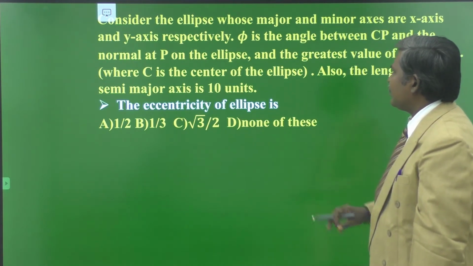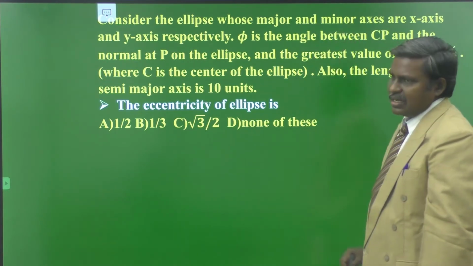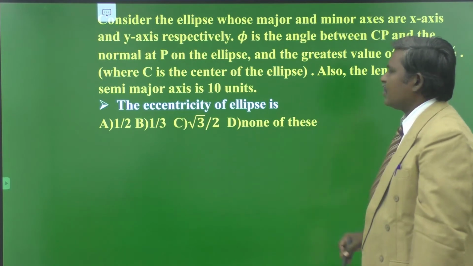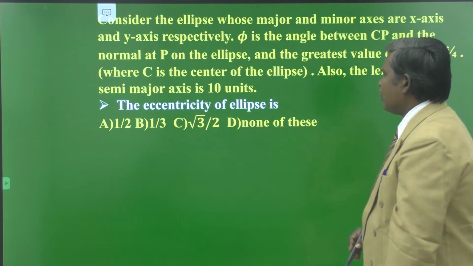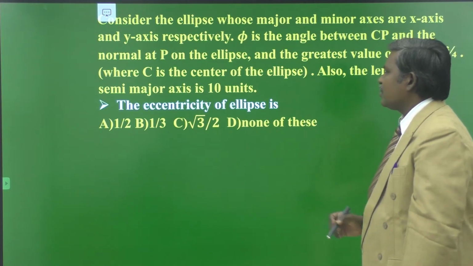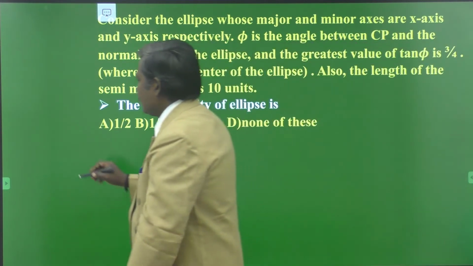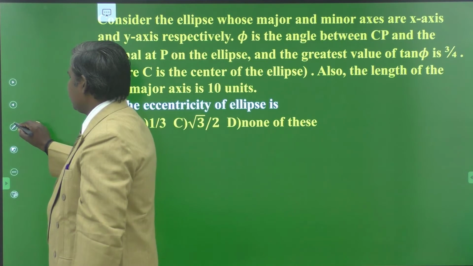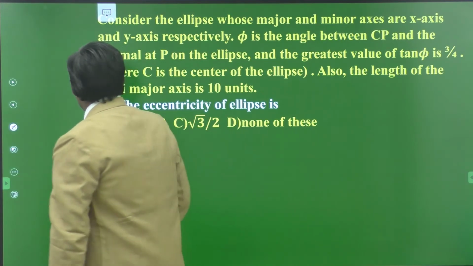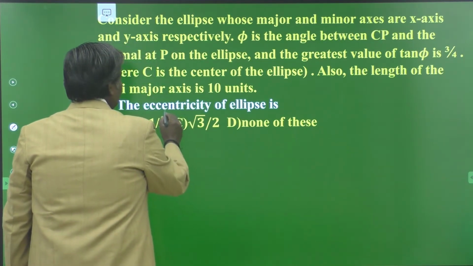With the help of this paragraph, we have to solve the following problems. The first one is you have to find out the eccentricity of the ellipse. So by reading the paragraph, the first question is you have to find the eccentricity of that ellipse.